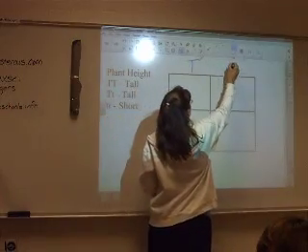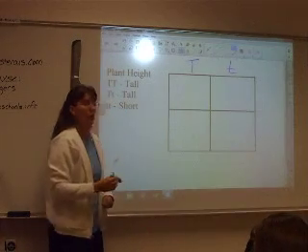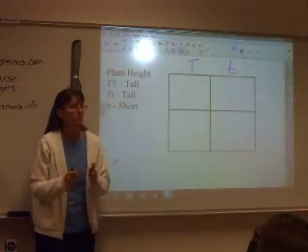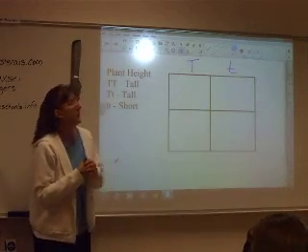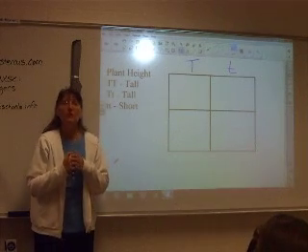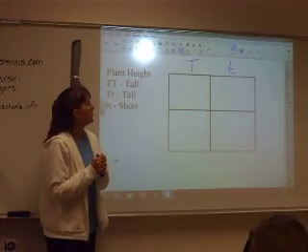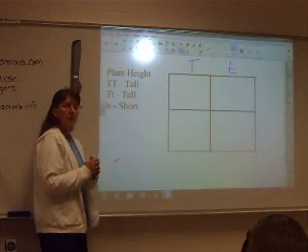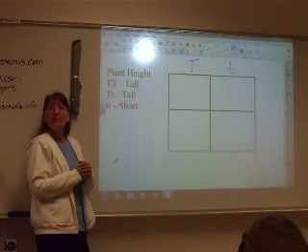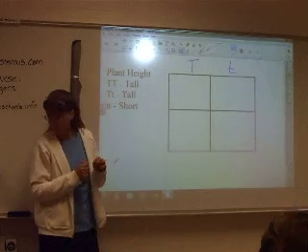Here's our first parent plant. Tall or short? Tall. Dominant or recessive? Dominant. Pure, hybrid? Hybrid. Heterozygous, homozygous? Heterozygous, because they're different.